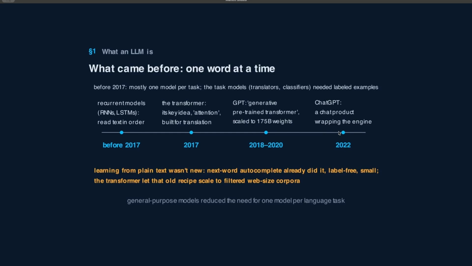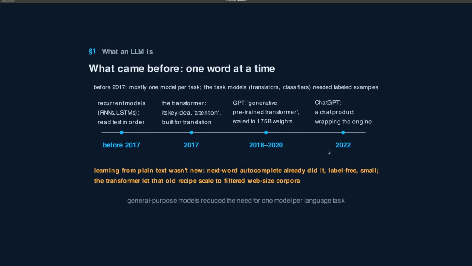From 2018 onward, there's been a lot of work in this area. GPT was a model that scaled this transformer model, and we were able to build larger models based on this architecture. And around 2022-ish, there was a lot of interest around these models because ChatGPT was released, which was a chat product that wrapped an underlying large language model engine and made it available to the public.